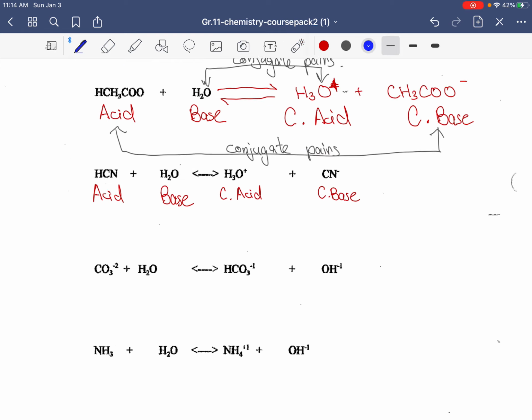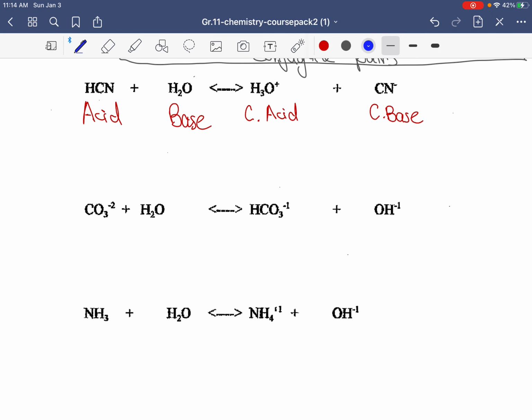Next example. Okay, so the whole idea here is to identify who is the acid and who is the base, who is the conjugate acid and who is the conjugate base. So here I have carbonate reacting with water. Well, it looks like the fate of carbonate is to become bicarbonate. To do that, I'm going to have to accept an H. Ooh, proton acceptor, huh? I must be a base. Water in this case is acting as an acid then.